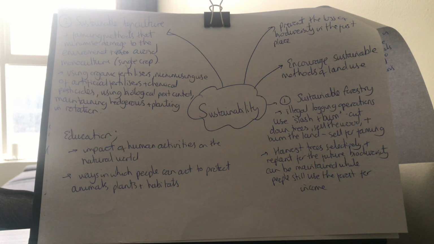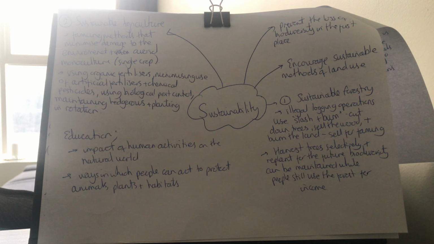Instead, if you're focusing on sustainable forestry methods, you harvest the trees selectively and then you replant for future biodiversity. You say, okay, this many trees in this section are going to be cut down during this period of time. We're going to replant them in this period of time, and then we're going to move on to the next section. In this way, you can maintain your biodiversity, but people can still use the forest for an income. You can't cut off that income from groups of people, but you can do it in a way that is sustainable, so you're not destroying whole habitats and biodiversity for the future.